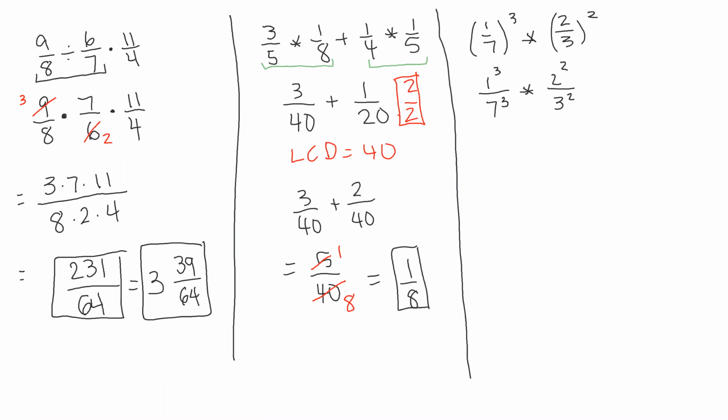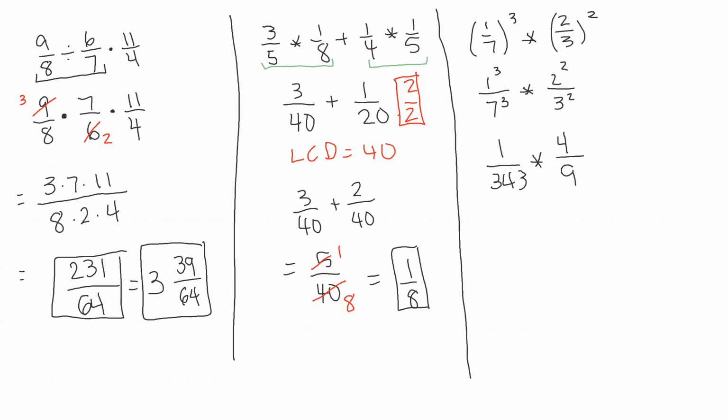All right. We want to go ahead and simplify. 1 to the third is just 1. 7 to the third is 343. That would be a good time where the calculator would be reasonable. If you don't remember 7 to the third off the top of your head, use your calculator, but just don't rely on your calculator completely, okay? 2 to the second is 4. 3 to the second is 9.